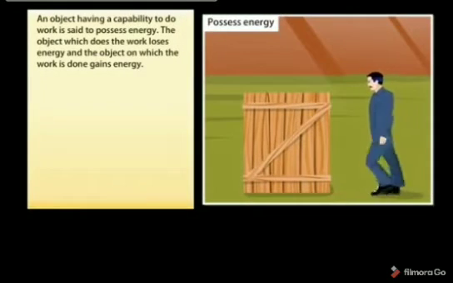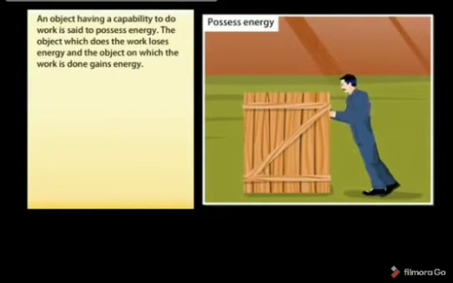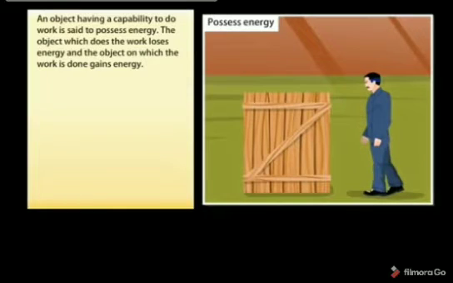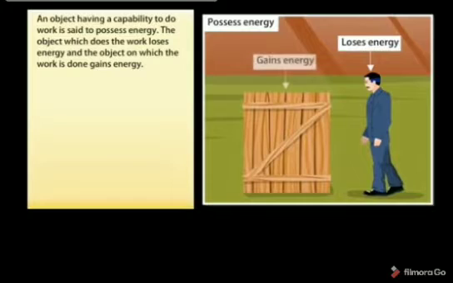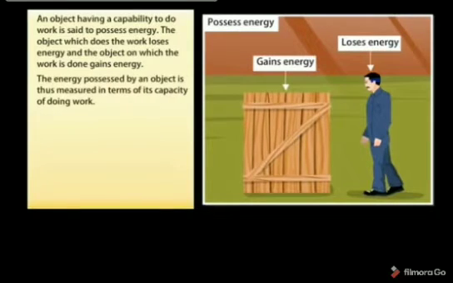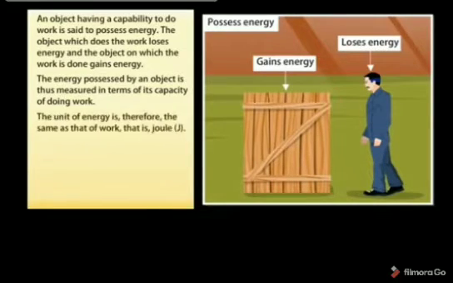Now, let us understand in detail how to define energy. An object having a capability to do work is said to possess energy. The object which does the work loses energy and the object on which the work is done gains energy. The energy possessed by an object is thus measured in terms of its capacity of doing work.